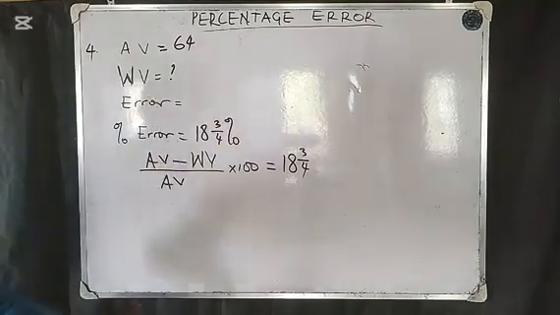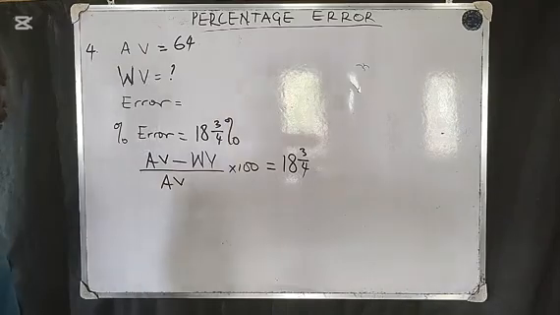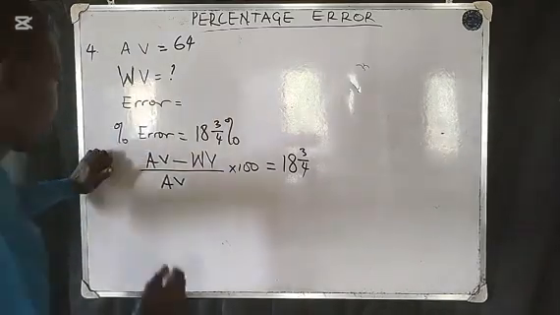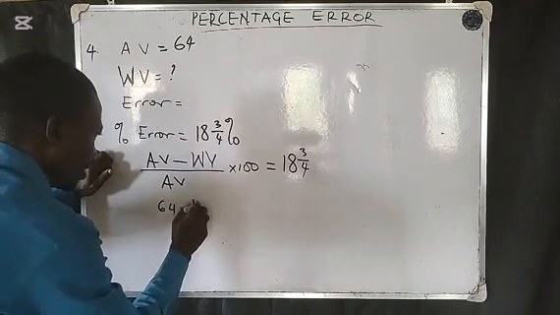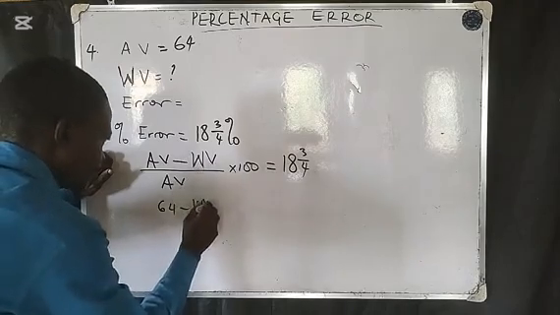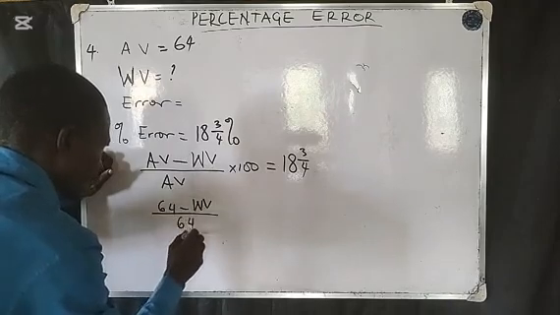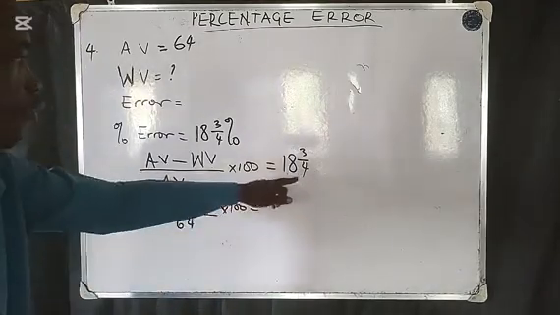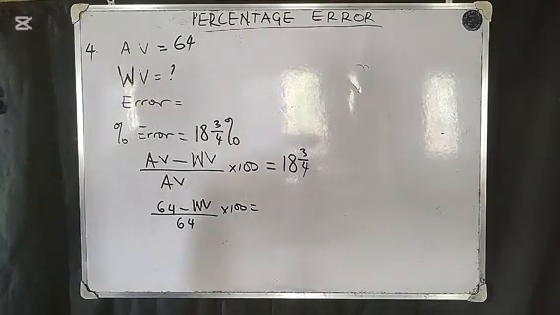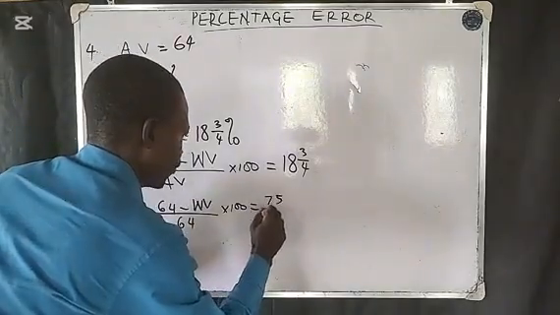Now let's fix our value. Or do you want to make this one subject first, or fix your value directly? Let's fix our value now. AV is 64, right? This one we don't know. We don't know the wrong value. Then AV, actual value 64 times what? 100 equals to, now 4 times 18, 72 plus 3, so 75/4.